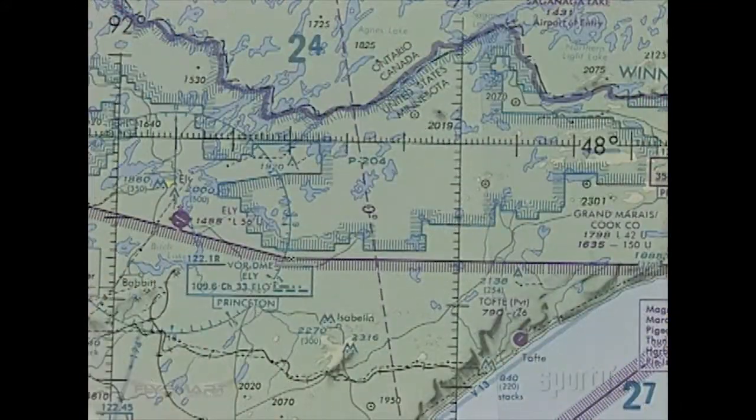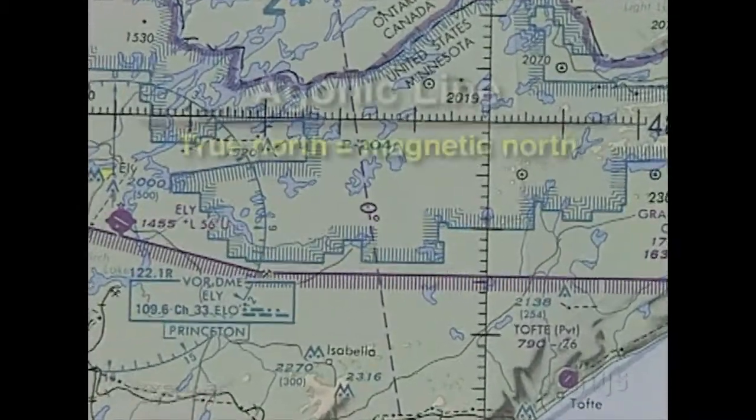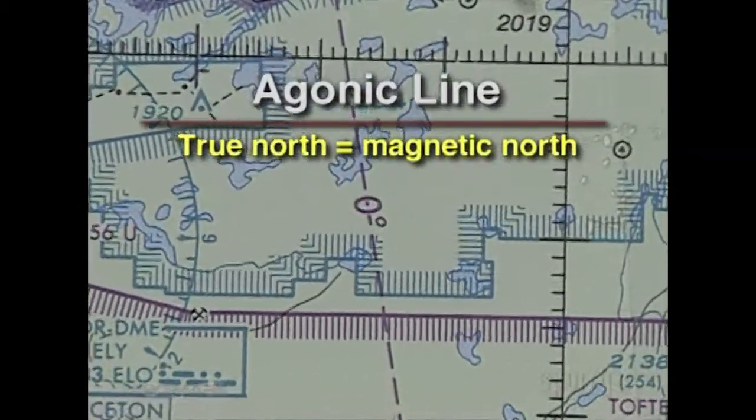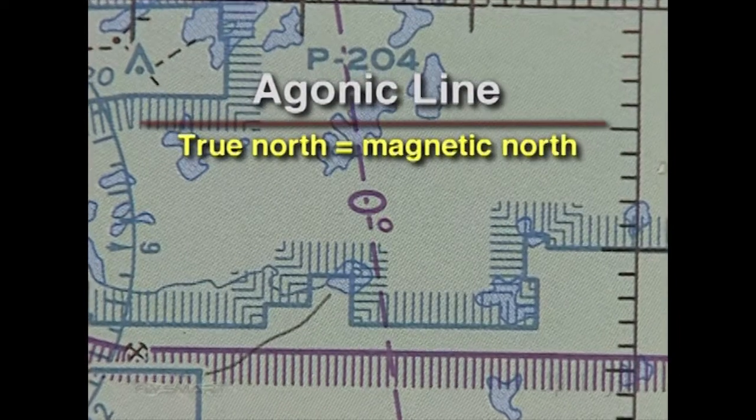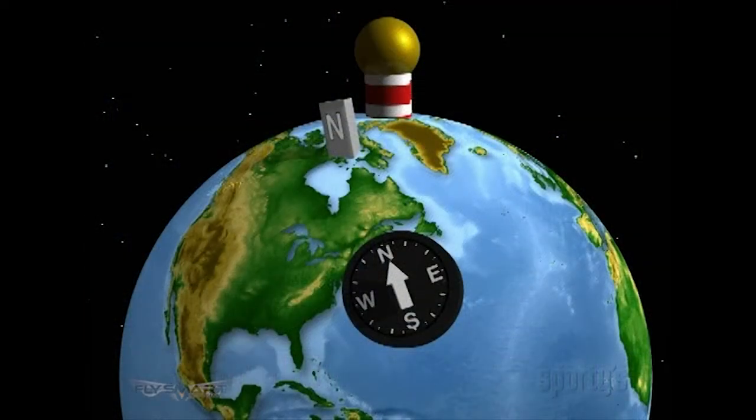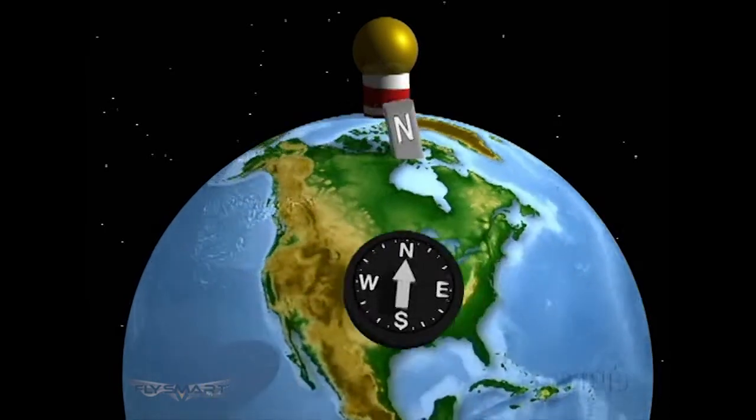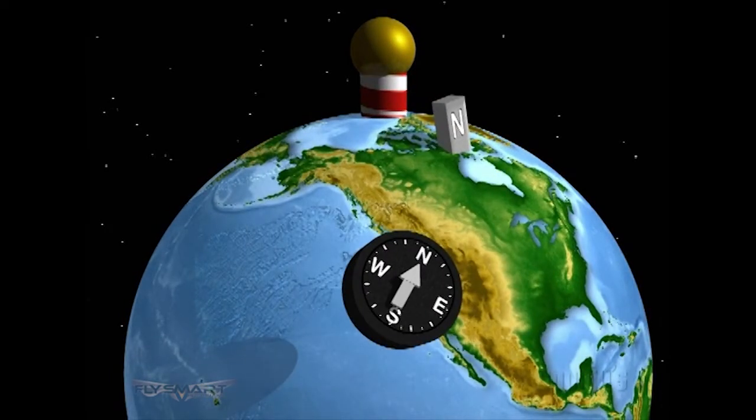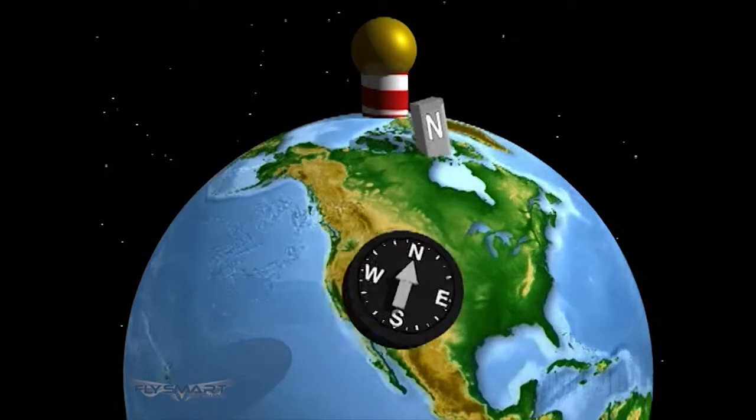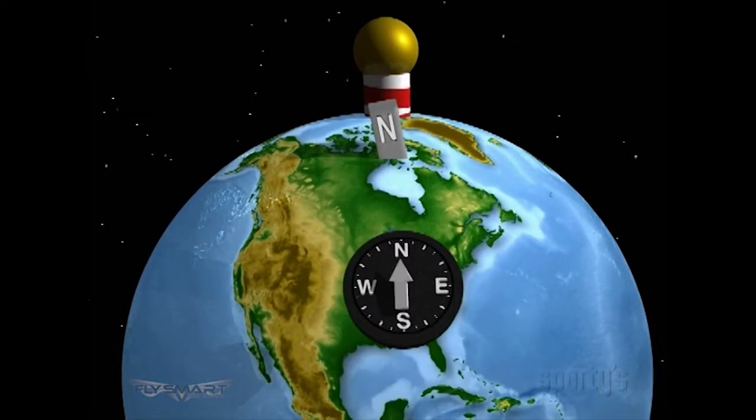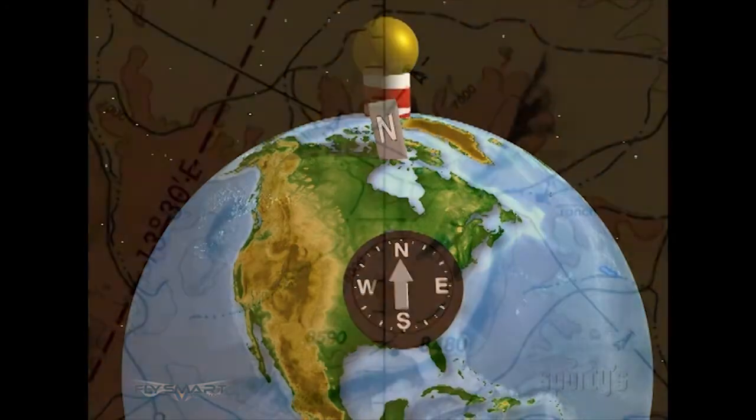The line that connects points at which there is zero variation between true north and magnetic north is called the agonic line. What this means is that on the east coast, the magnetic compass needle will point to the west of true north. On the west coast, the needle will point to the east of true north. Roughly, on a line through the western Great Lakes into the Gulf of Mexico, true and magnetic north coincide.